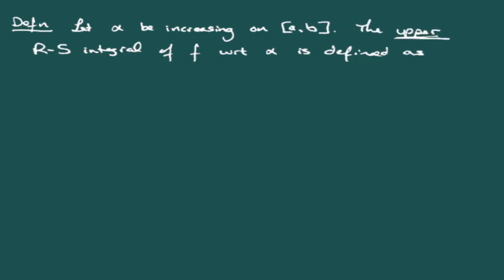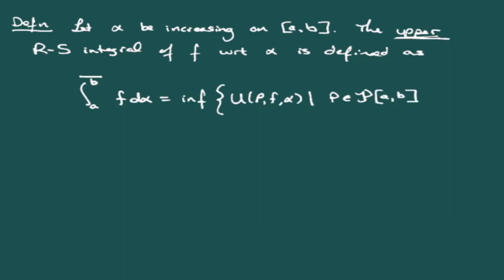All right, so now let's move on to another definition. For this definition, again, we're going to assume that alpha is an increasing function on our closed interval [a, b]. And we're going to define the upper Riemann-Stieltjes integral of f with respect to alpha as just the infimum of all of the upper Stieltjes sums for every partition P of our closed interval [a, b].